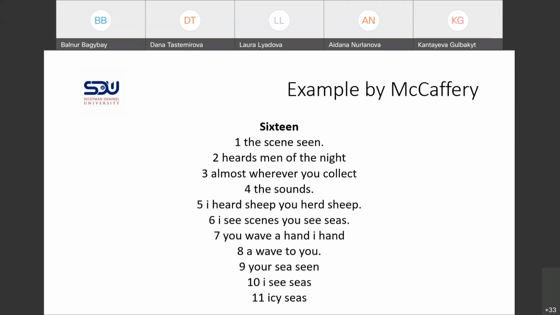I heard sheep, you heard sheep, I see seas, you see seas, you wave hand, I hand a wave to you. Your sea seen, I see seas, I see seas. As you may see here, there is not much meaning, right? Do you see any meaning in here? Do you find any syntactic, let's say cohesive meaning in here? No, it's meaningless. It's quite crazy, isn't it?